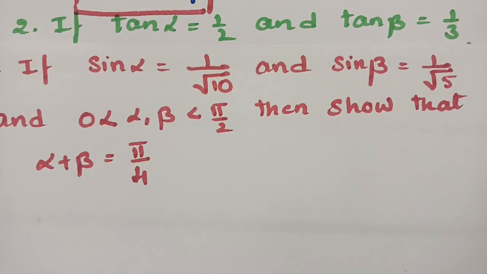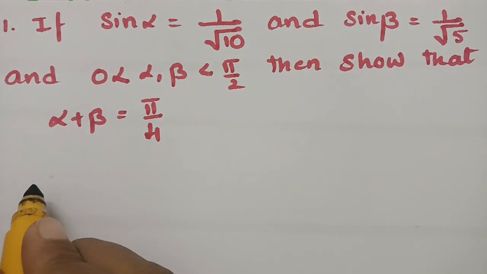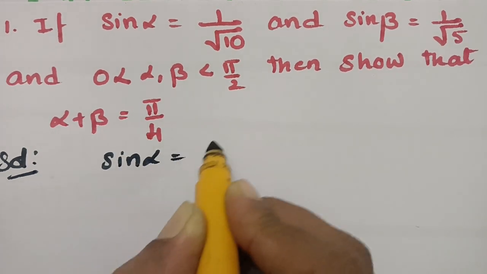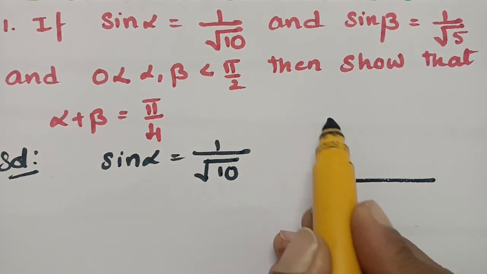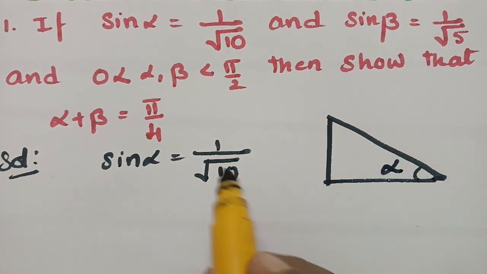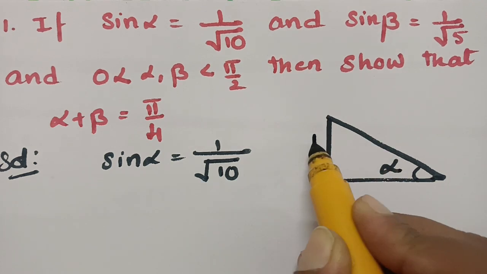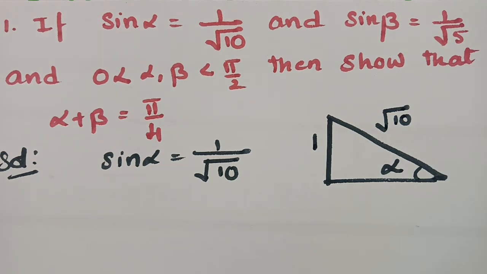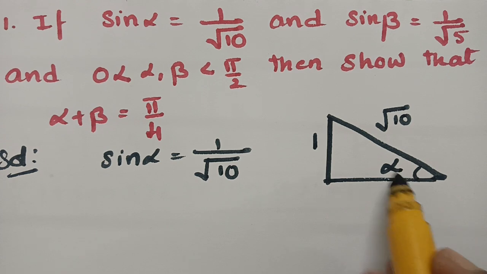See, the first question here is: if sine alpha is equal to 1 by root 10. In the solution, what is given? Sine alpha value is given as 1 by root 10. So according to our trigonometric relations, this is alpha. Sine theta is nothing but opposite side by hypotenuse. So this is 1 and this value is the hypotenuse. We need the value of tan theta. For that we need the adjacent side.